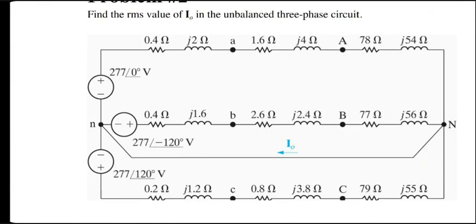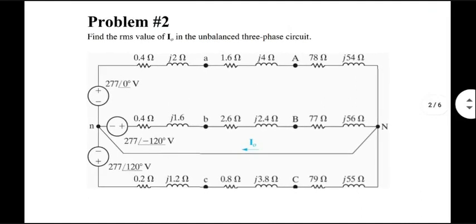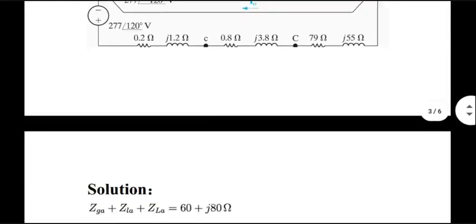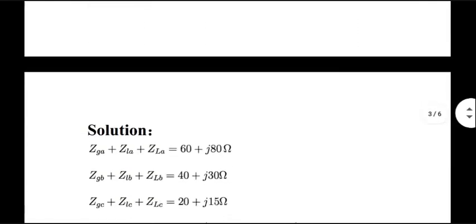It will not be zero in this case because we are looking at an unbalanced system. So I'm assuming that these values, 277 volts for phase generators, are all RMS values. If we are wrong, we'll see very soon. And it is 0 degree, then minus 120 degree, then plus 120 degree. So it's positive phase sequence, ABC. Okay, that's clear. Now let's look at the solution. I'll assume that their calculations are correct.